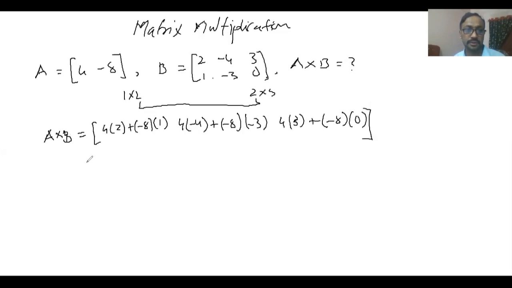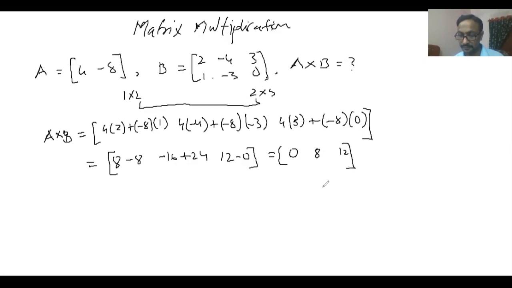All right, so simply the result will be 4 times 2 is 8, minus 8, which is 0. Then minus 16 plus 24 is 8, and 12 minus 0 is 12. So the result is simply 0, 8 and 12. This is the result we have already got here. So this is the way multiplication is done. Let me do a couple more for you so that the concept is clear.